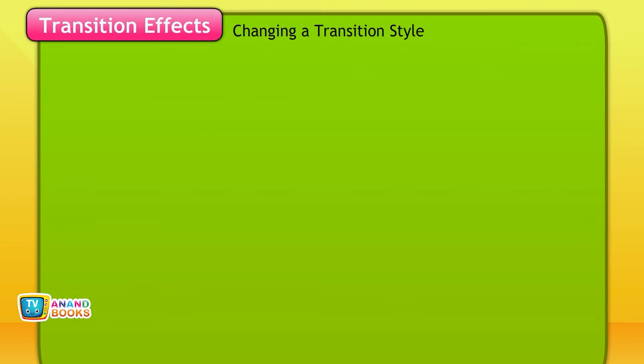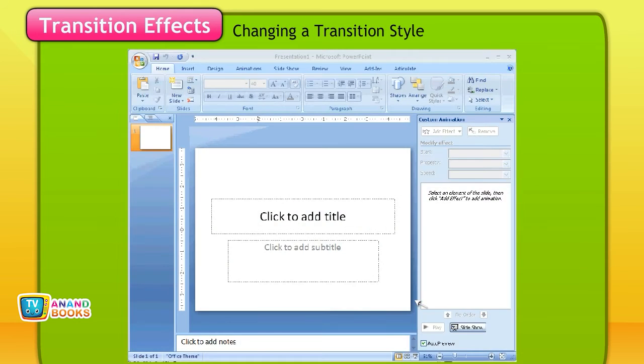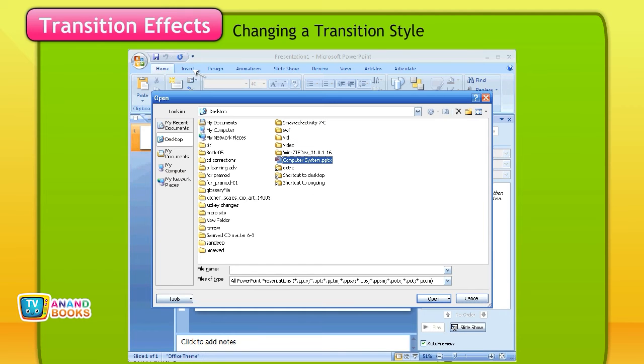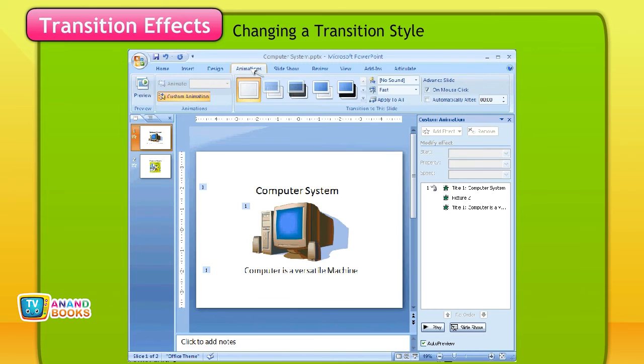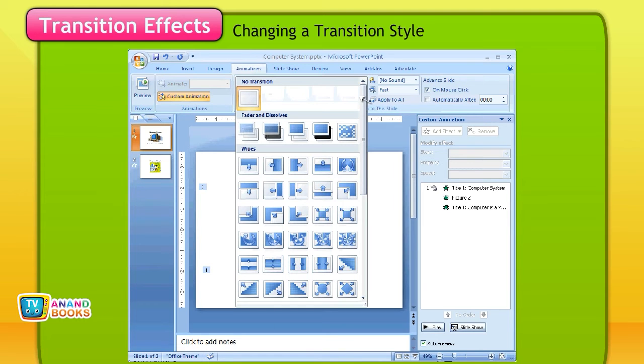Changing a transition style. 1. Open the presentation file containing 2 or more slides. 2. Select a slide thumbnail from the pane containing the Slides and Outline tab. 3. Click the Animations tab on the ribbon. 4. Click the More button in the Transition to this slide group.